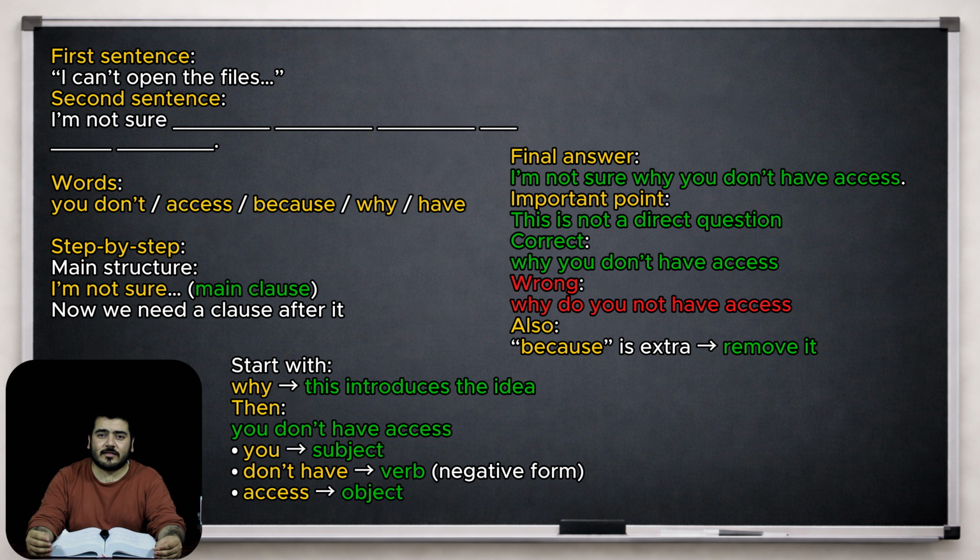Important point, this is not a direct question. So the correct order is why you don't have access. The wrong order is why do you not have access? Because is extra. Remove it.